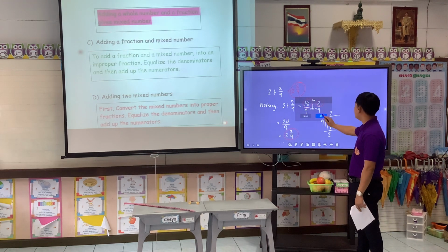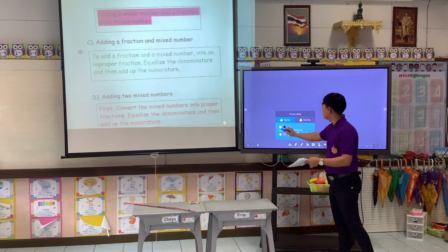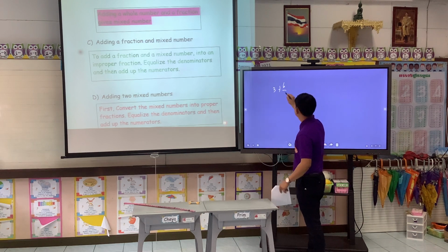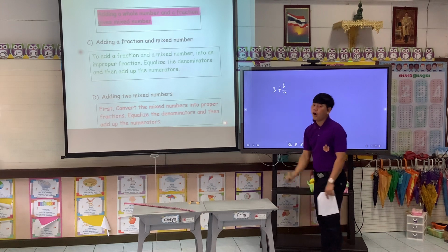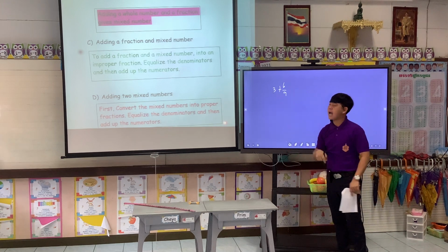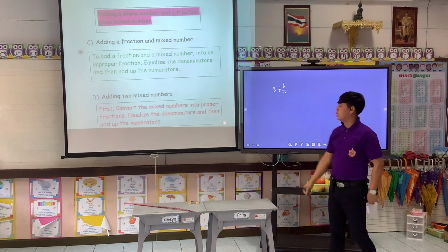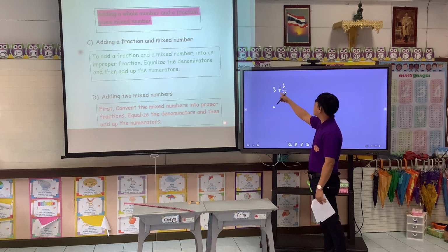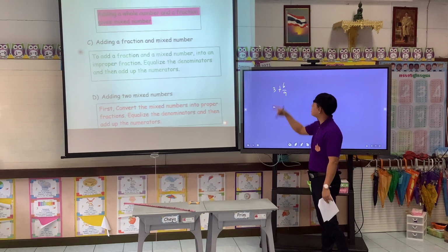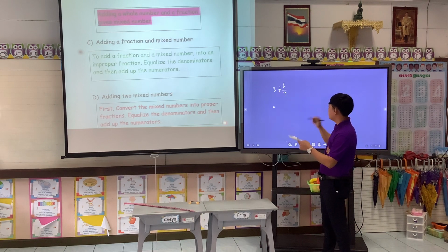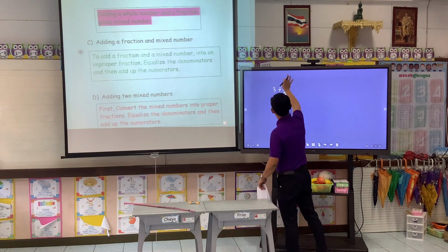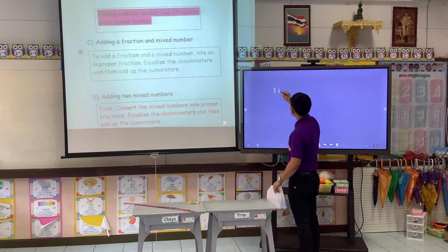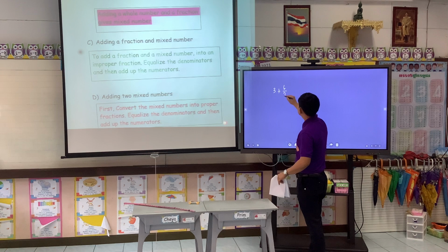I have one more example about this. Example is 3 plus 6 over 9. 3 is a whole number. 6 over 9 we can say is a proper fraction. How can we solve this? Working: 3 times, 9 times 3 is, sorry, 7 is not 9. I'm sorry, so I will erase it again. 3 plus 6 over 7.